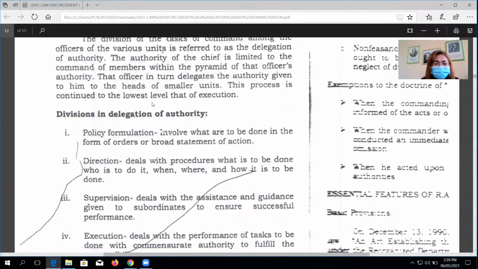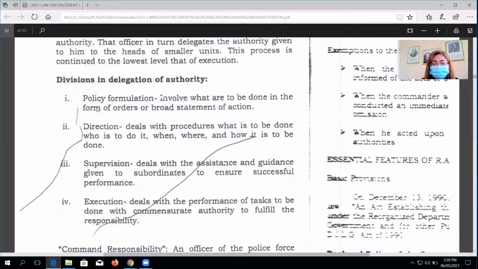Another, there are various divisions in the delegation of authority. First, it includes policy formulation. It involves what is to be done in the form of orders and broad statements of action. As a good leader, once you delegate a certain task, it is imperative on your part to explain the nature of the job you have given. For a subordinate to be effective and able to achieve the given task, it is very crucial that he or she understands. That is what we call policy formulation.